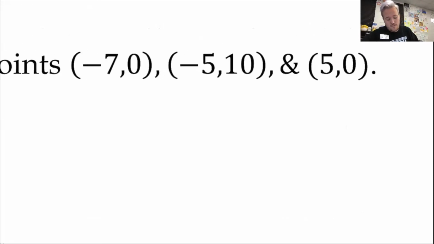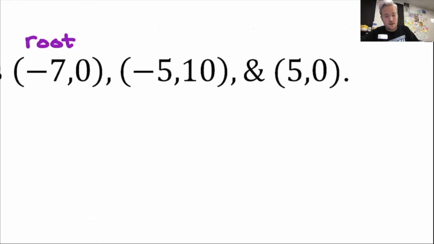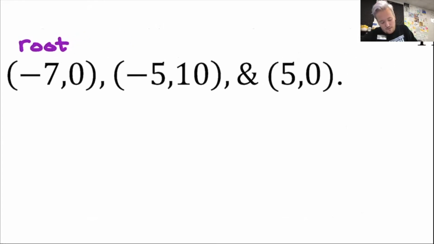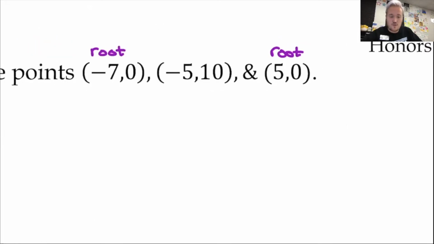All right, so just as before, we want to start by finding the roots. So we have the coordinates (-7, 0), (-5, 10), and (5, 0). Of these 3 points, (-7, 0) is one of our roots, and our other root is going to be (5, 0). As mentioned before, I'm going to turn these x-intercepts, these roots, into binomials. So I'm going to start with x equals -7 and x equals 5.